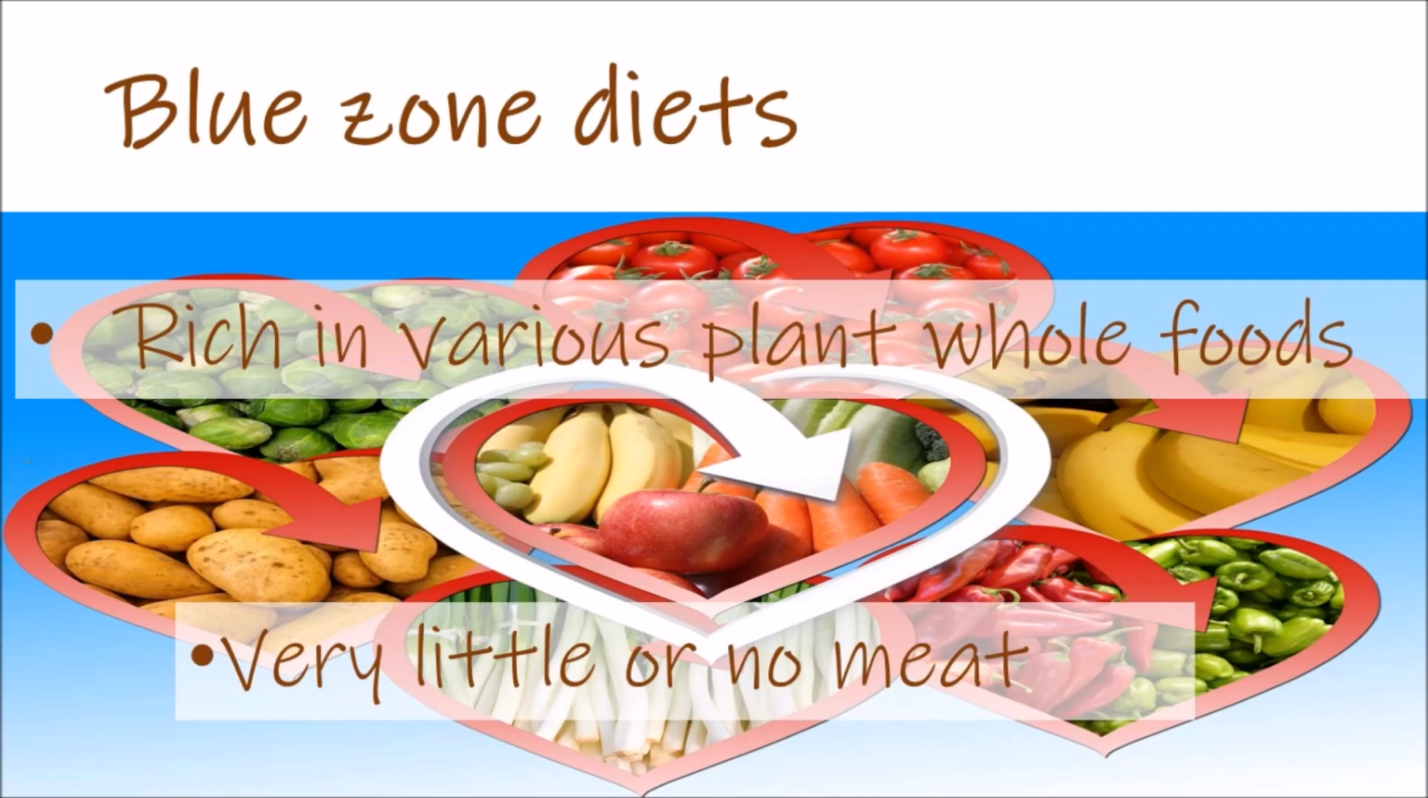Studies conducted on the healthiest populations show two outstanding characteristics of eating habits. Number one, diets are very high in a variety of unprocessed plant foods. Secondly, diets contain very little or no meat.